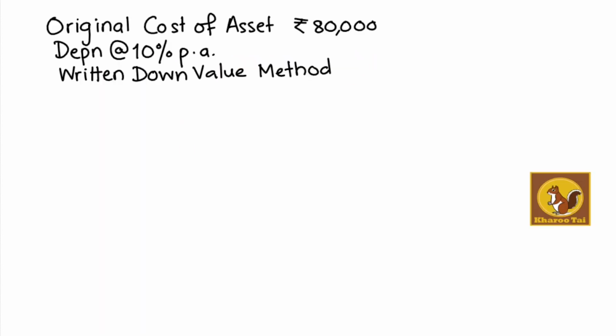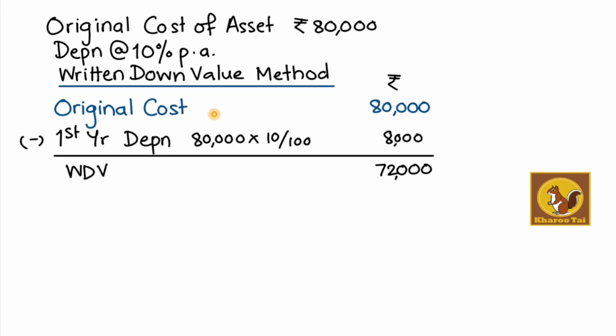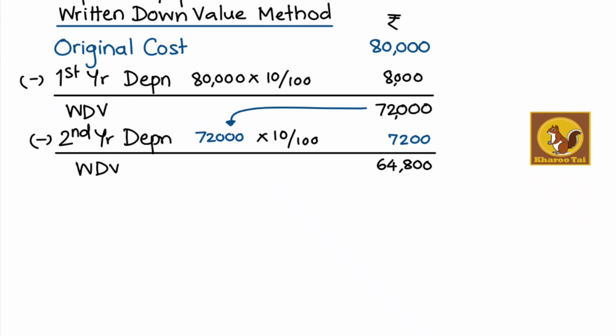Now let's take the example. Original cost of the asset is 80,000, depreciation is 10%, and now we have to calculate depreciation as per the written down value method. Original cost is the same, 80,000. In the first year the calculation will be the same, 80,000 into 10 divided by 100. Depreciation will be 8,000 and WDV, that is written down value, will be 72,000. This is the closing balance for the first year and the opening balance of the next year. So in the next year we'll calculate depreciation on this amount, 72,000.